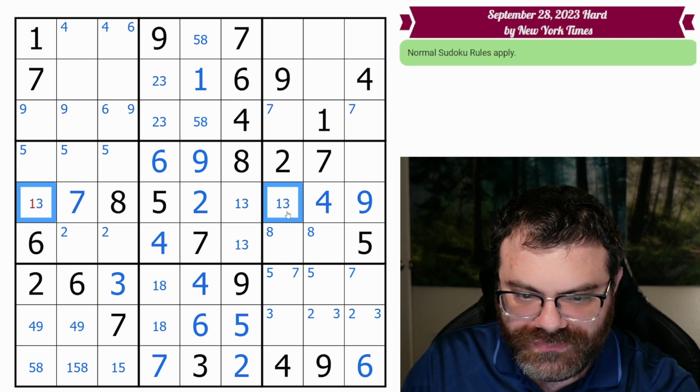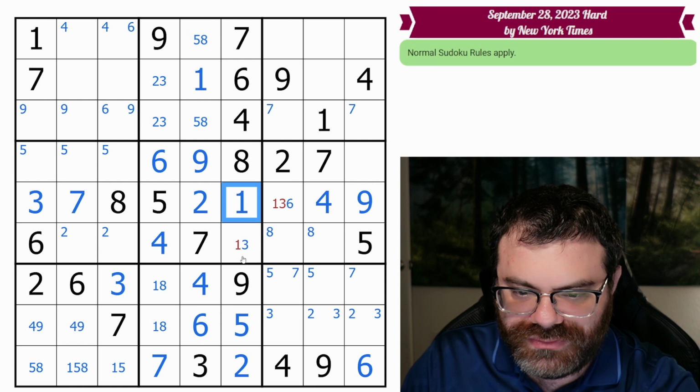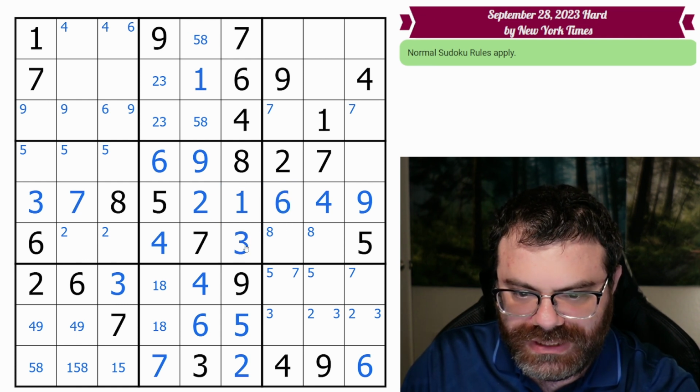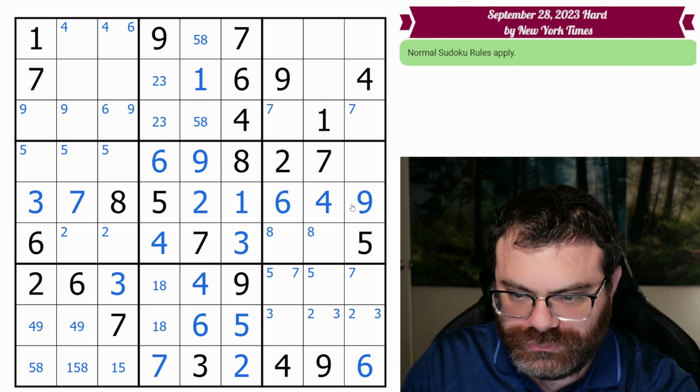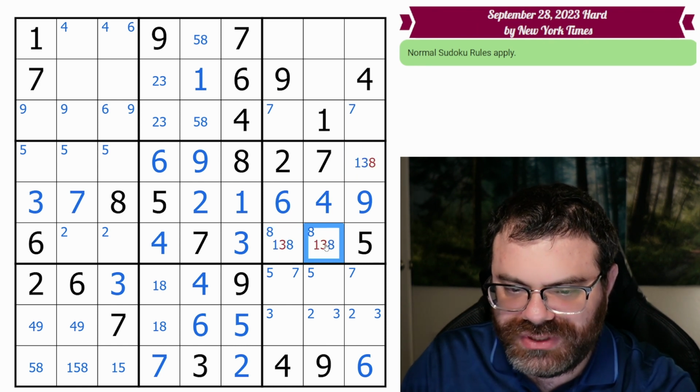1, 3, and 6. All right, so this can't be the 1 or the 6. So that's a 3, and that resolves the whole row. Okay, so this box is down to 3 digits. We need a 1, a 3, and an 8. All right, so this can't be 8, this can't be 1. Oh, this can't be a 3 either.